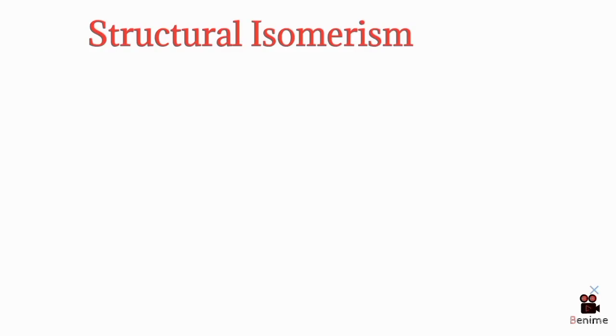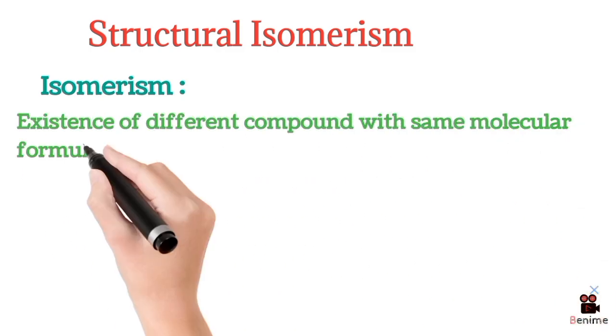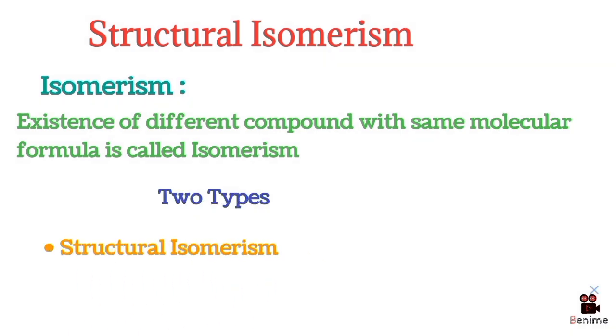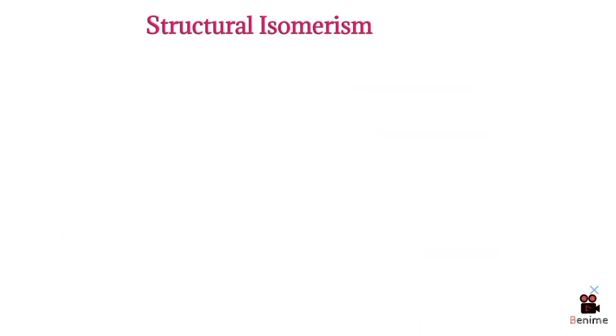Today we are going to study structural isomerism. But first of all, let us define isomerism. The existence of different compounds having the same molecular formula but different structures is called isomerism. There are two main classes of isomerism. Number 1, structural isomerism. Number 2, stereoisomerism. Today we will discuss structural isomerism and its types with examples.